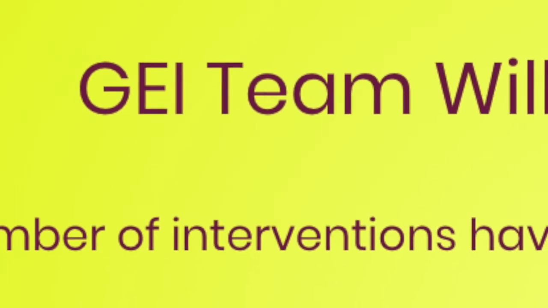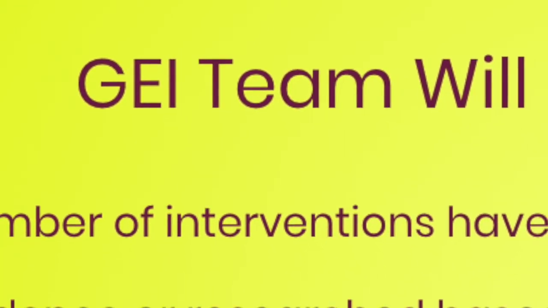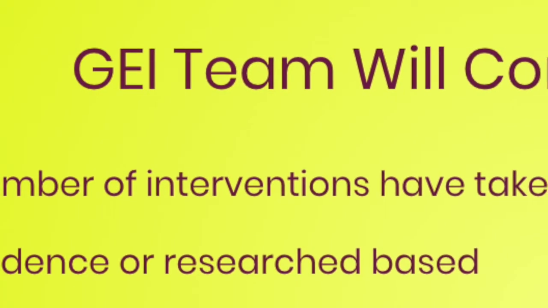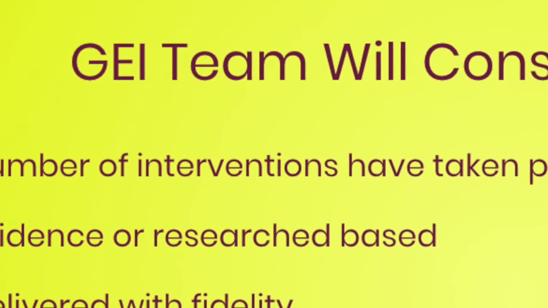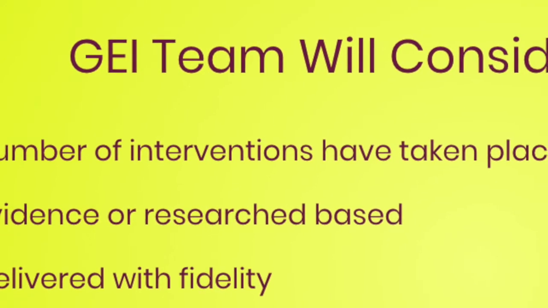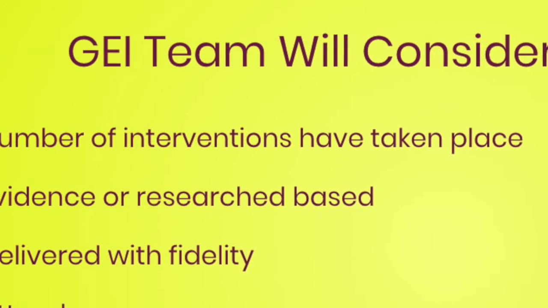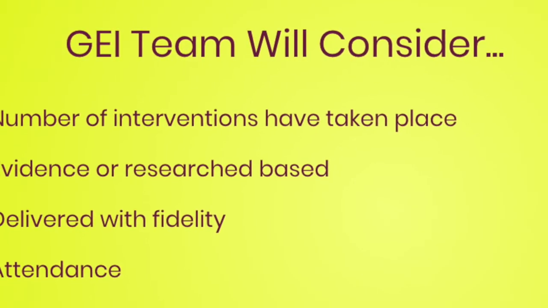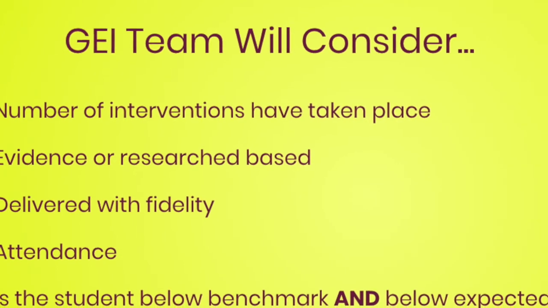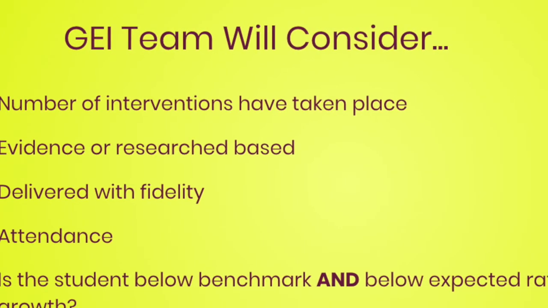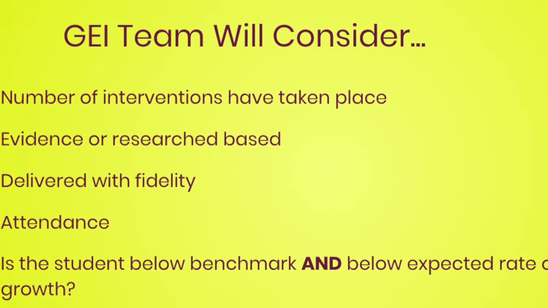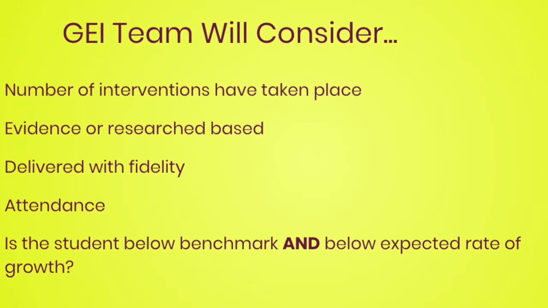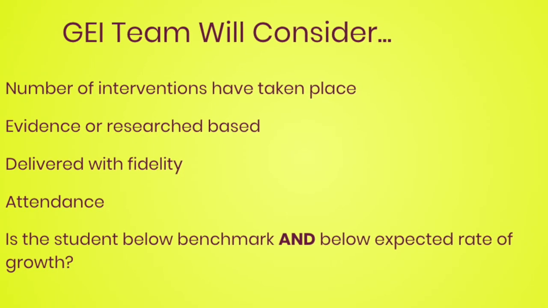There are several things the GEI team will take into consideration when making decisions as to how to move forward. These are just a few. How many interventions has this student had in this particular subject area? Was the intervention evidence or research-based? Was the intervention delivered with fidelity? What about the student's attendance? Was the student at school and able to receive the intervention? Is the student below benchmark and below expected rate of growth?